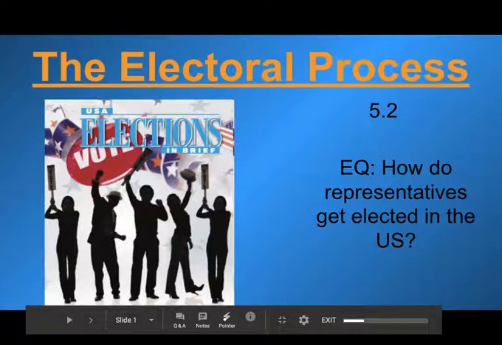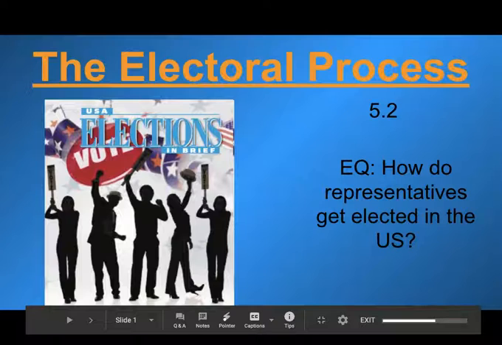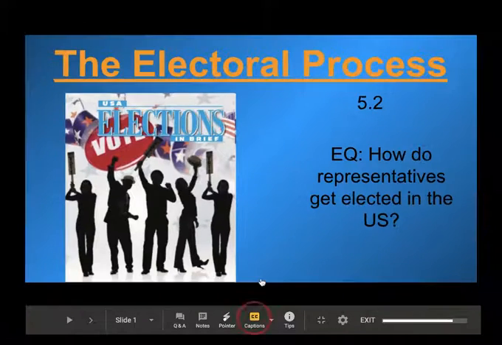Hello, government students. Today we're going to be doing Notes 5.2, the electoral process. So your essential question: how do representatives get elected in the United States?